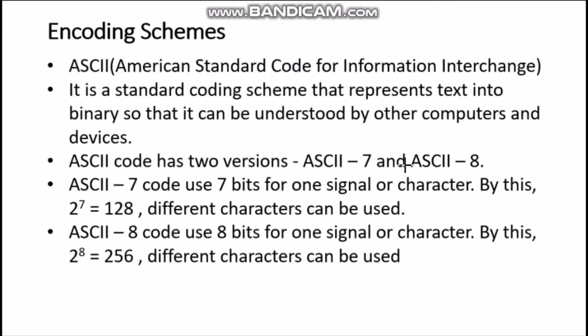So you need a standard coding scheme everywhere, so that whenever you exchange some data, that data must be understood properly by all the computers or electronic devices for that matter. American Standard Code for Information Interchange is one such coding scheme. It comes in two versions. Earlier it was ASCII 7. ASCII 7 means it used 7 bits to represent a character. ASCII 8 used 8 bits to represent characters.